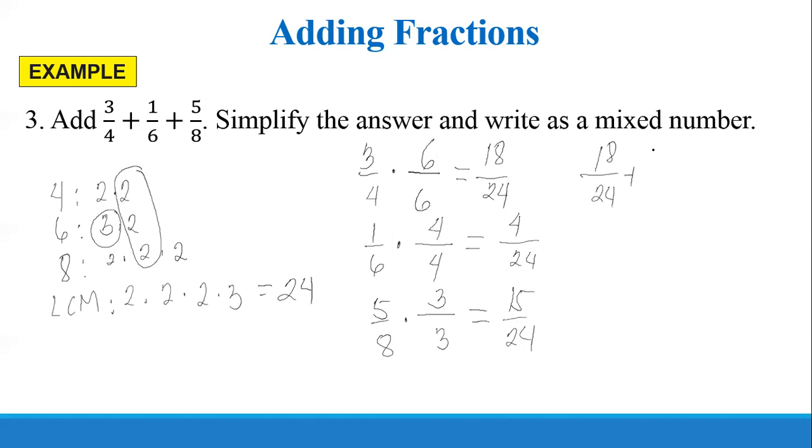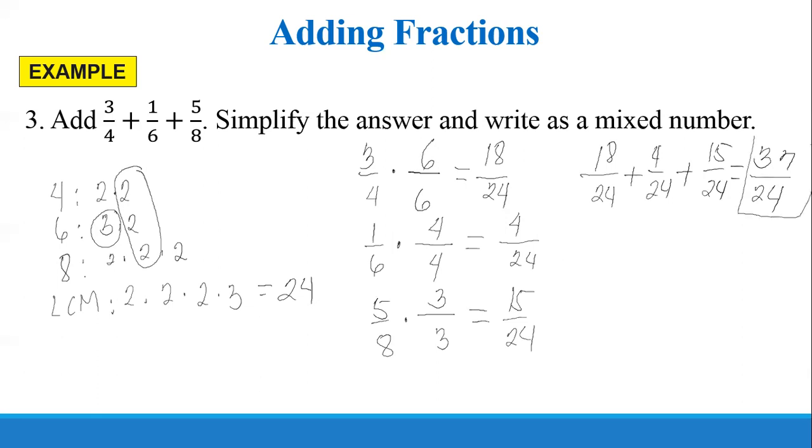18/24 plus 4/24 plus 15/24. Okay? So add the numerators and then keep the denominator the same. Alright? And this is equal to 24. So ilan na? 18 plus 4 plus 15 is equal to 37. So yung sagot natin ay improper.